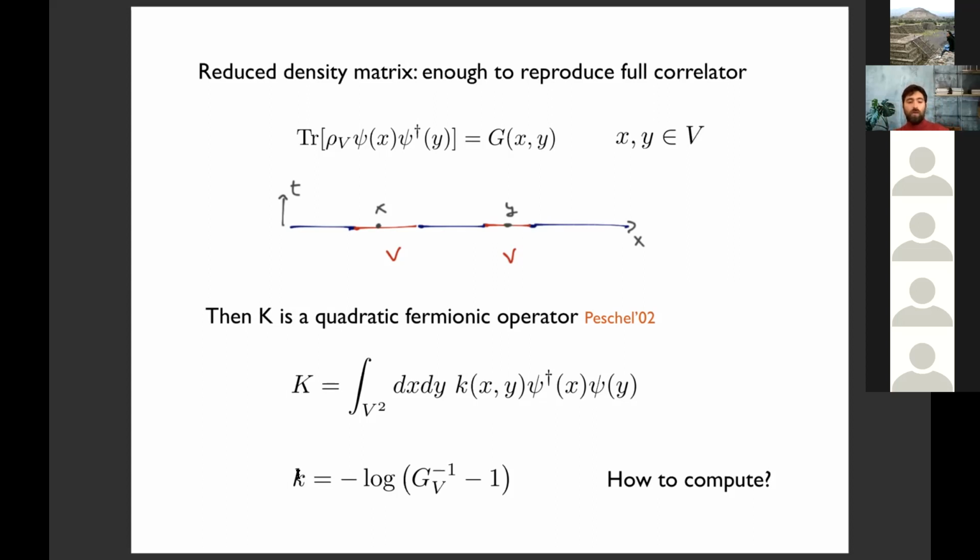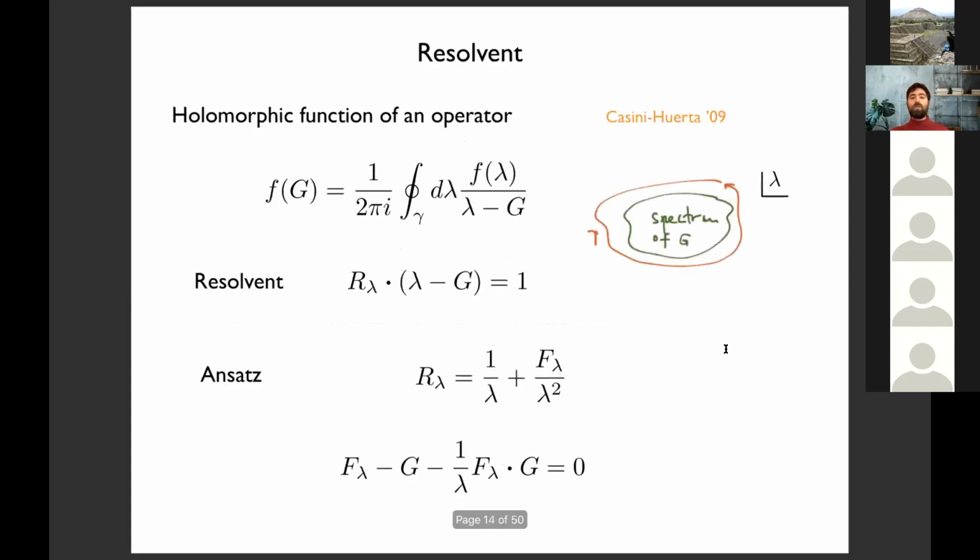And it turns out, moreover, that you can read that specific kernel from the 2-point function as an operator. So the punchline here is that if you want to know the reduced density matrix, you need to calculate this operator, which is the log of the inverse of the correlator minus the identity. Now you have to remember that this is an operator. So the question is, given an operator, how do you compute some function of it? And there's a very well-defined technique to do that, which is called the method of the resolvent.